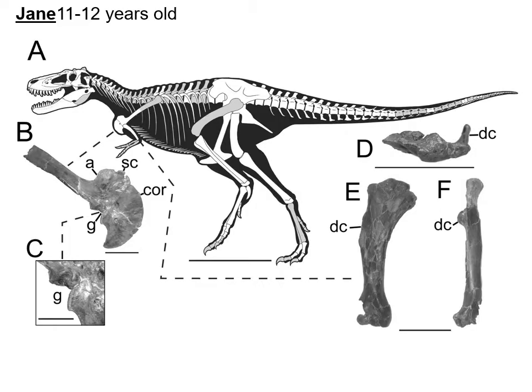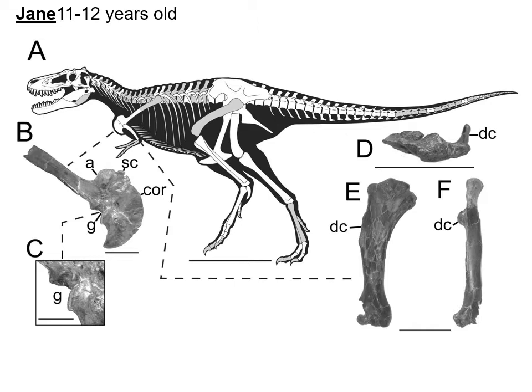Jane is a fairly complete specimen of a juvenile Tyrannosaurus rex. If you look at this skeletal diagram, everything in white is what we actually have. So what you'll notice in one case is we don't have the left femur, but we have the right femur. We really only need half a dinosaur to get an idea of what the other side looked like.